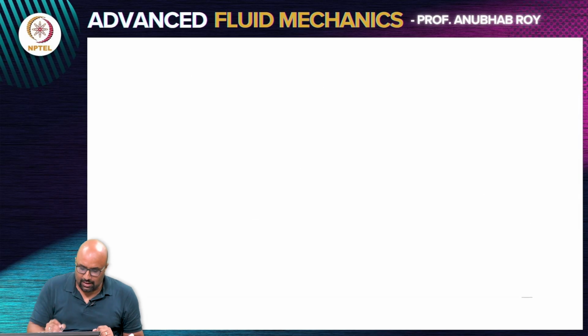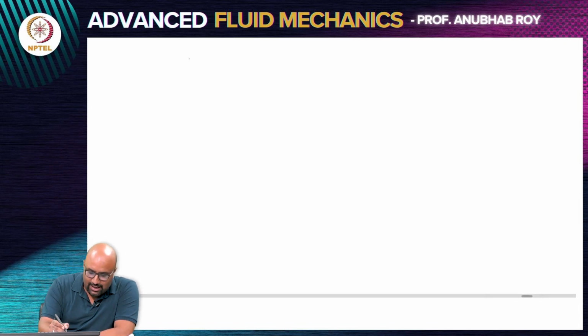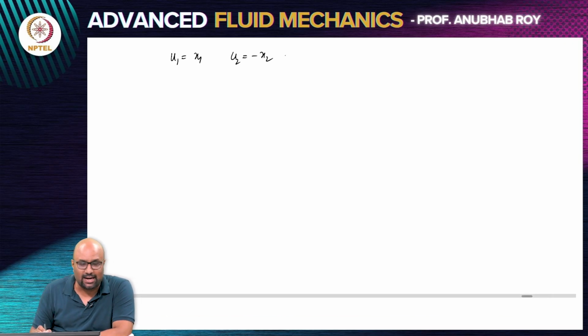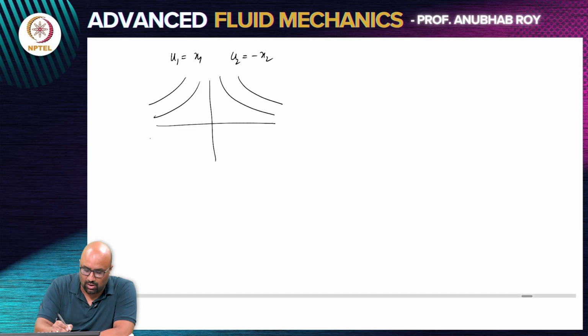So, we will try out a few problems and see if we can get a feel for what is going on. Let us take a velocity gradient which we worked out in class before. We did the streamline calculation. If you remember, in this particular problem the streamlines were x1 x2 equal to constant.